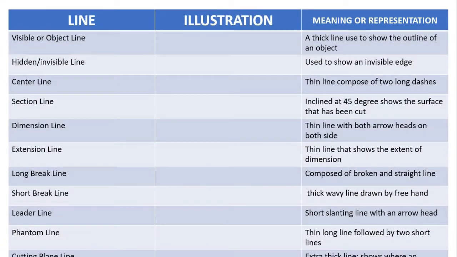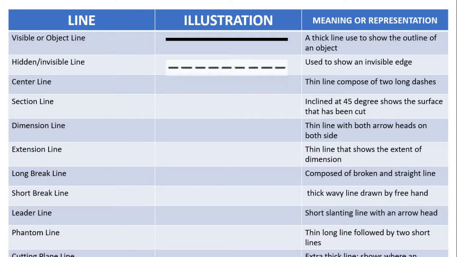Okay, line. So, we do have here a table. From the alphabet of lines, we do have here line, illustration, meaning, or representation. Let us have the visible or object line. Makapal na matingkad na itim. A thick line used to show the outline of an object. Ibig sabihin, if you draw a square, of course, yung apat na linya yon, yung dalawang nakahiga at dalawang nakatayo, the two horizontal and two vertical lines, is visible or naka-dark line, naka-thick line.